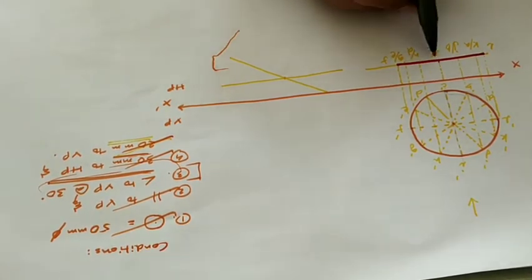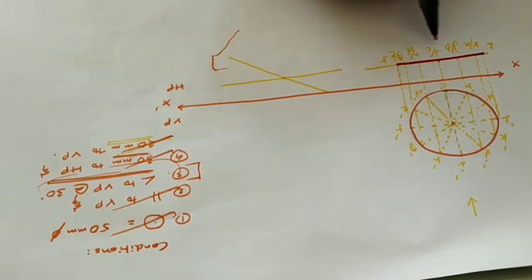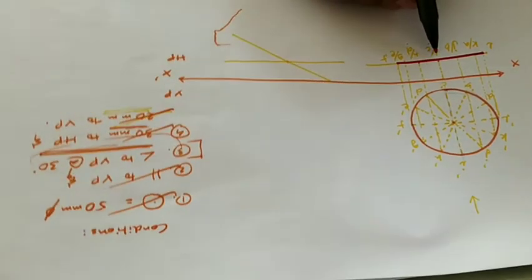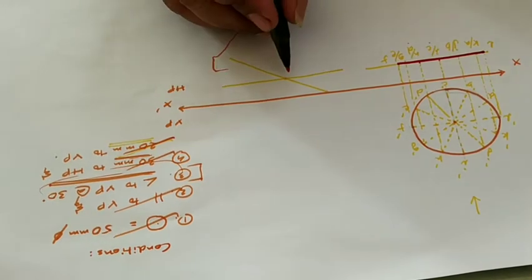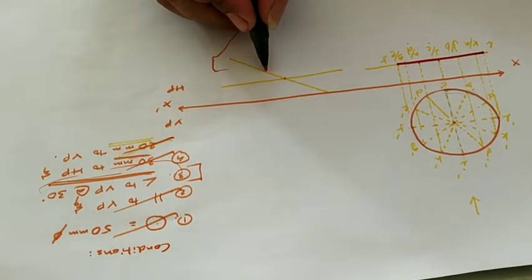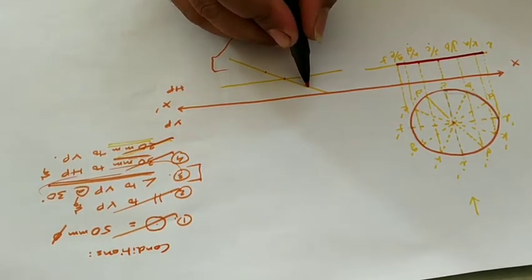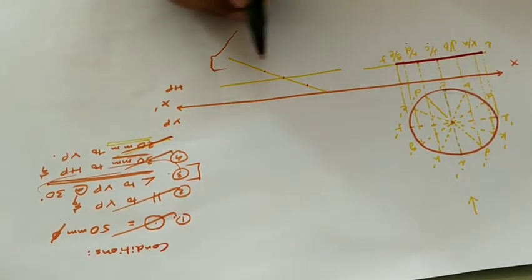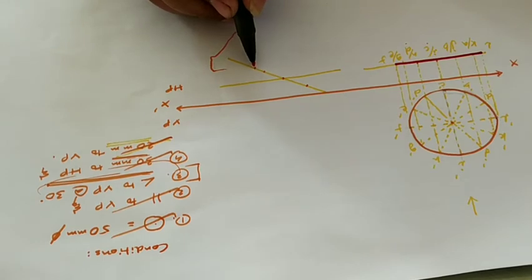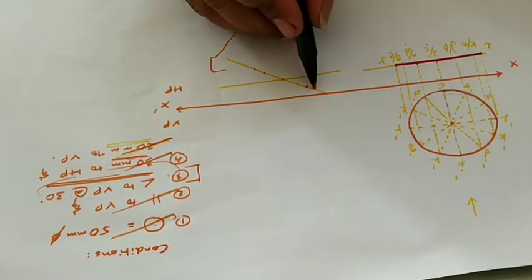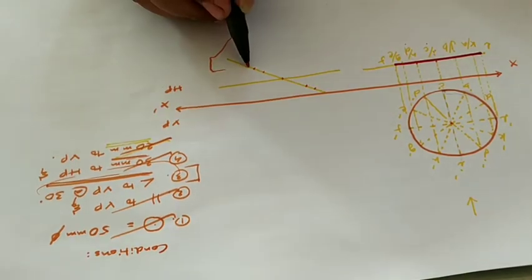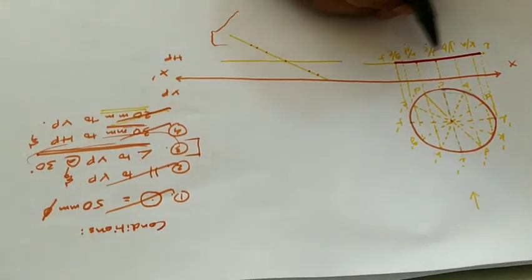From I, you take distance till H, or from C, you can take distance till D, C to D. From C to D, you take this distance. This will be the same as C to B. So from C to D, we take the distance first. On the other side, we have C to B. Then from C to E, you take the distance. It will be same as C to A. And C to F, you take the distance. It will be same as C to L.